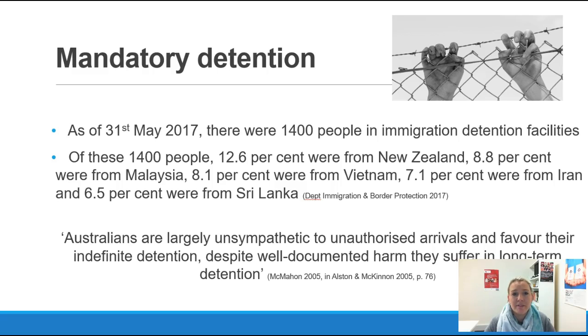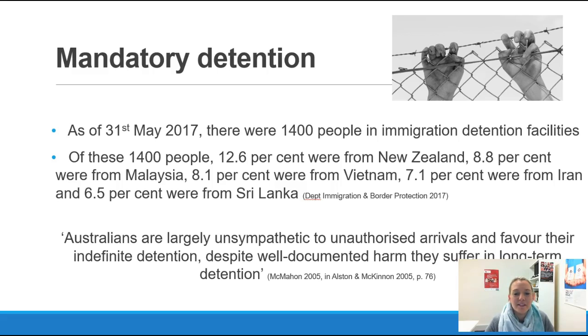As of 31st of May this year, there were 1,400 people in immigration detention facilities. I guess a positive thing is that this has decreased a lot in recent years, which I think is quite a positive. When this subject was taught back in 2013, I think that number was almost triple, if not more. So we have seen a decrease. Still way too many in my mind, but again, not into the personal convictions here.